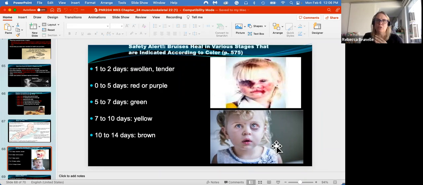And you should remember the general timeline: 5 to 7 days is green, 7 to 10 is yellow. If you're ever presented with information about bruises that have different colors, then you're going to be worried that those are multiple injuries that have happened at different times, which is a concern for child abuse.